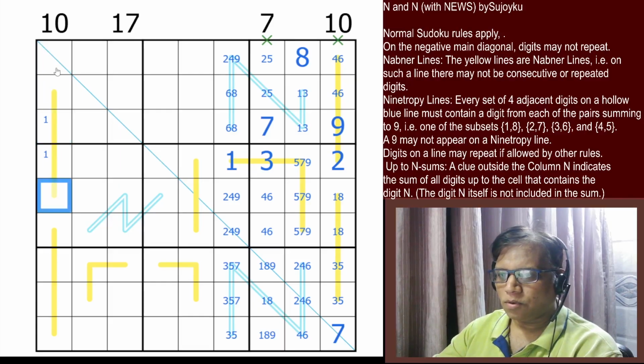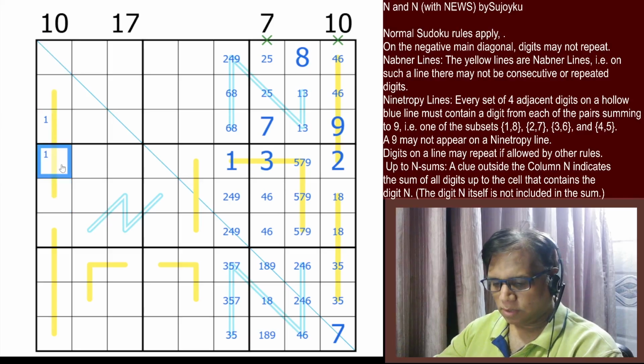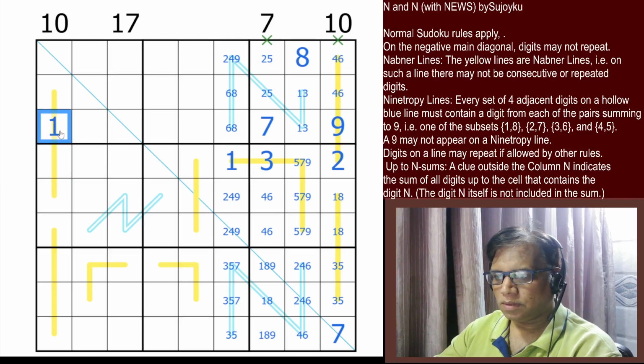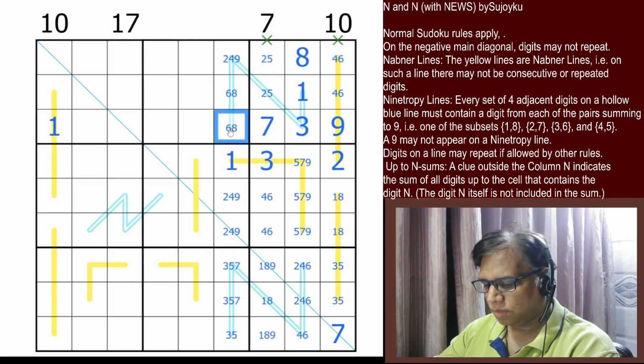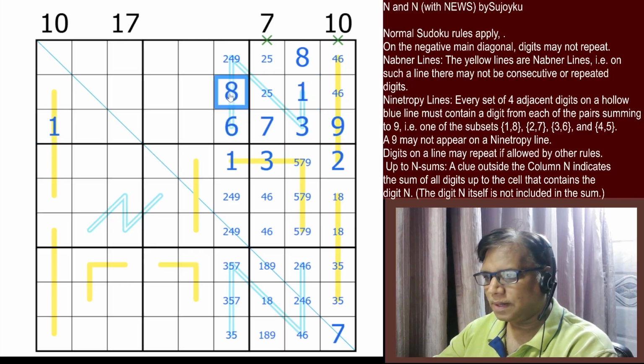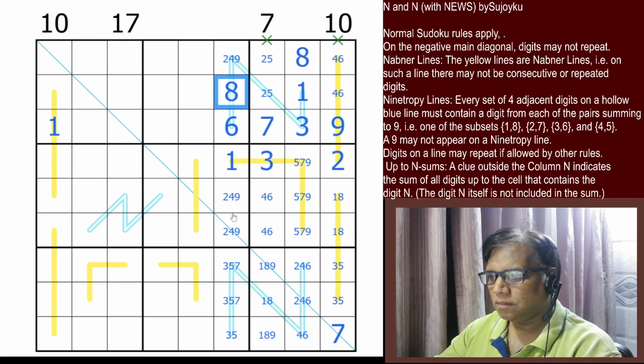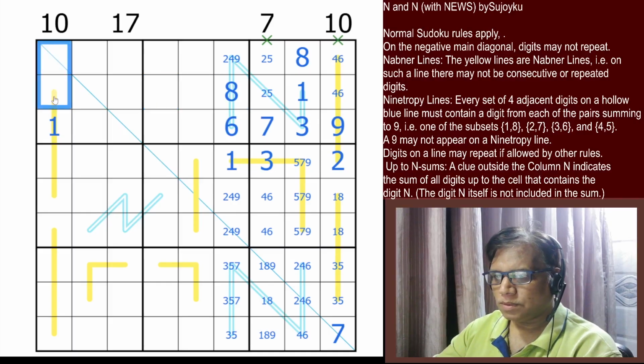1 cannot be here because then again the 4 digits must be 1, 2, 3, 4, which is not possible, because already 1 is here, right? Oh, 1 is already within, so that's not 1. So we got another digit 1. That gives 3 here. First of all, let's just do that, and that one. And now 3 must be giving 6, right? And that gives 8. Yeah. Now this must sum to 10, right?